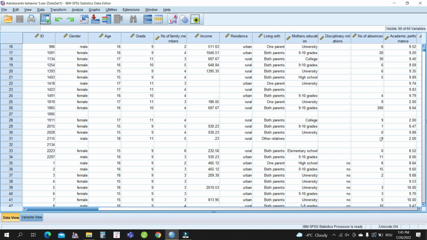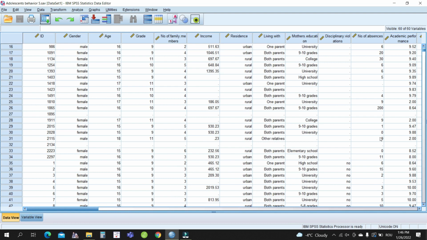Now, let's apply all this information. The objective of our analysis is to inspect the number of absences from school and the number of family members and find out how well they discriminate between adolescents with and without disciplinary violations. Also, we want to establish the optimal cutoff point for each of these two variables.